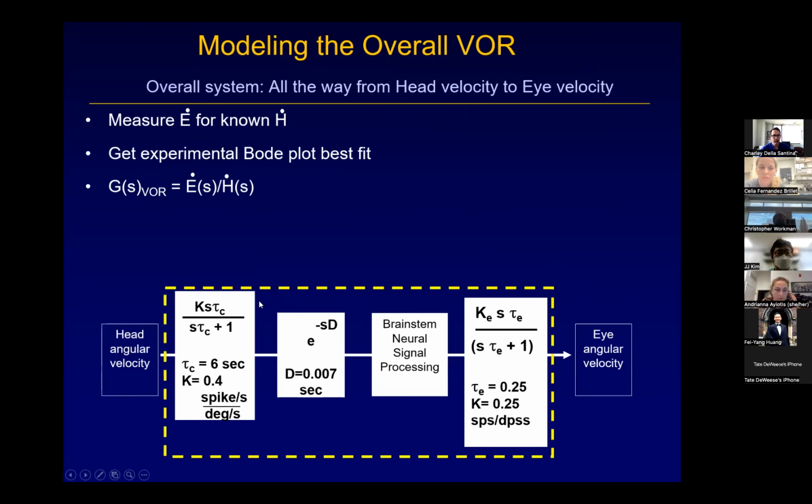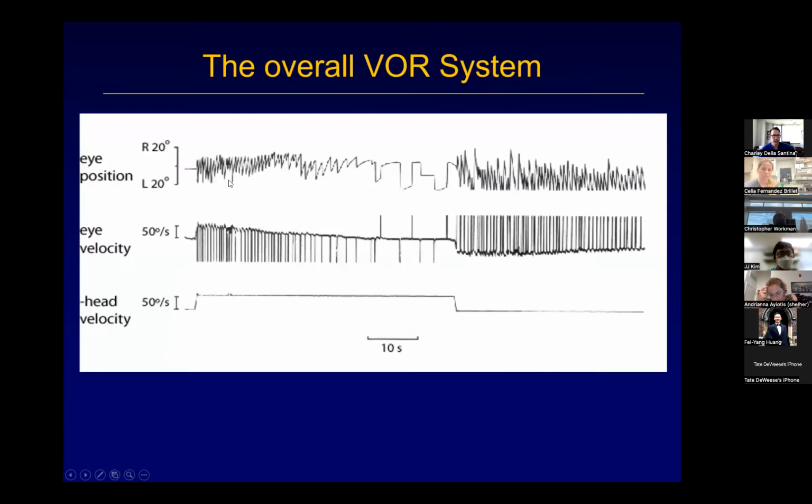Well, one thing we can do is go back and measure the whole system and its behavior and model it. So again, we're going to move the person around side to side. We're going to measure his eye movements side to side. And we're going to treat this whole thing as one big block. And we can do that experiment by spinning somebody around in a chair, measuring their eye movement responses.